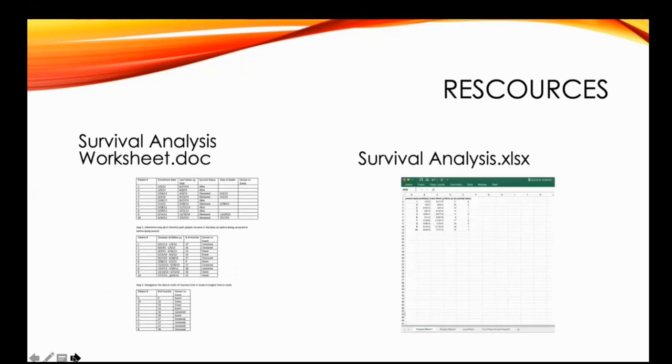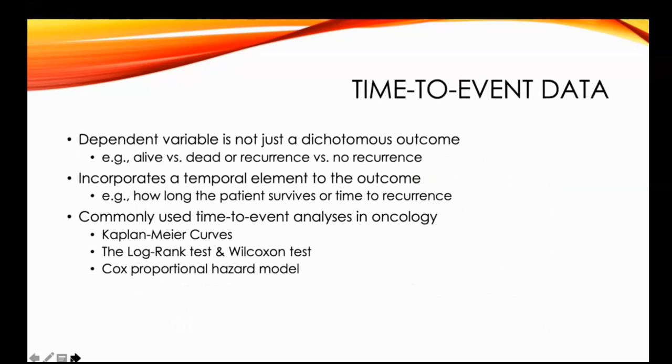So this is what the worksheet looks like on the left, and this is what the spreadsheet survival analysis looks like on the right. At the bottom, you can see that there are 4 tabs: Kaplan-Meier 1, Kaplan-Meier 2, log rank 1, and Cox proportional hazard 1.